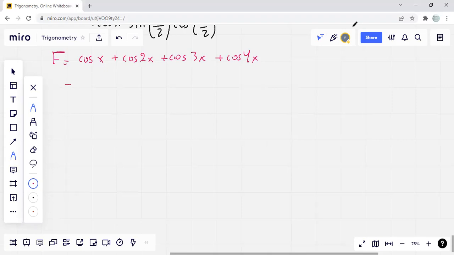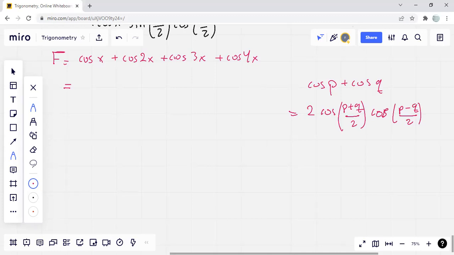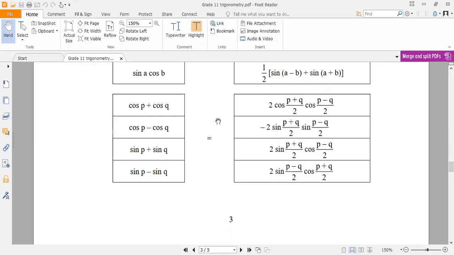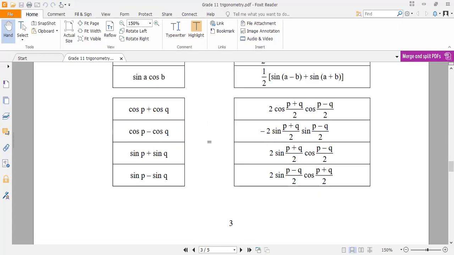Okay, but here we have a new rule. Okay, so we have cosine p plus cosine q. This is equal to 2 cosine p plus q over 2 cosine, okay, of p minus q over 2. Also, this is written here in the table. Okay, the first row in this last table. Okay, now let's get back into solving this.